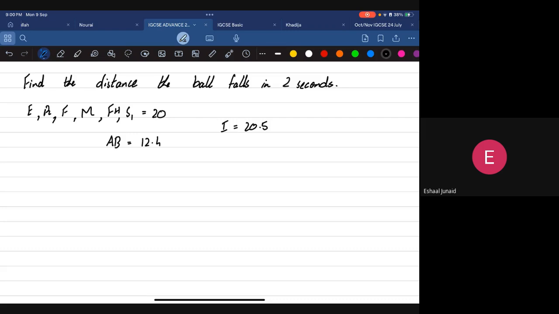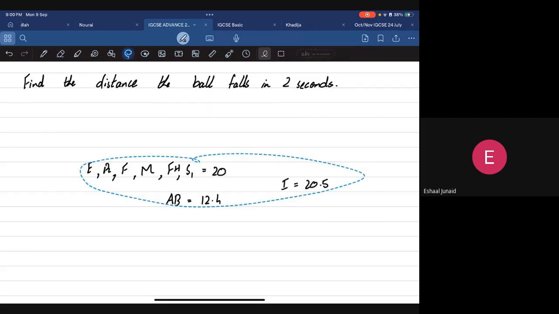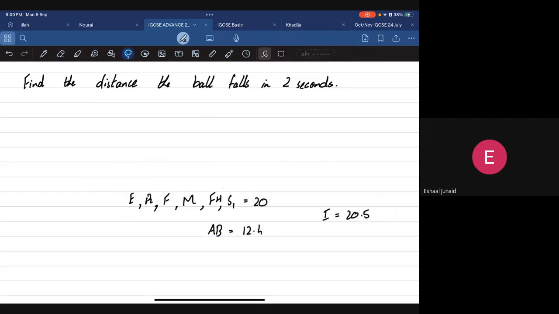Asim is, I don't know what is Asim. Okay, let's check. So only Basit is the one who is being weird. The rest are getting the same answer. Whether Basit might be right or everyone else might be wrong. And Isra is getting 20.5.